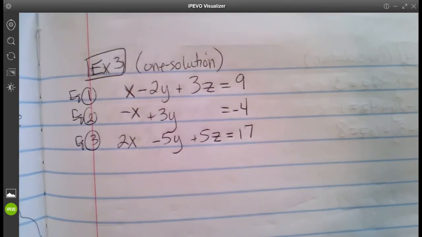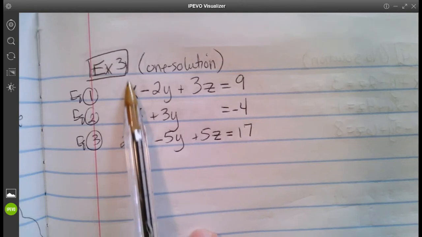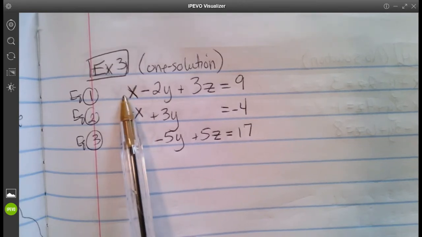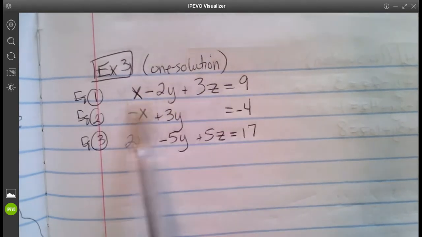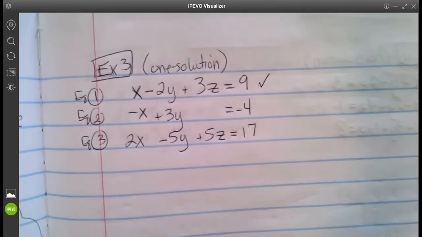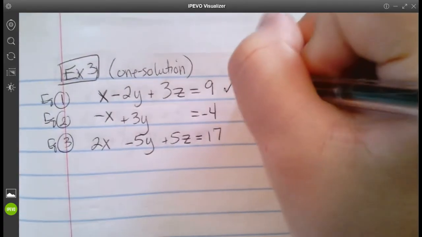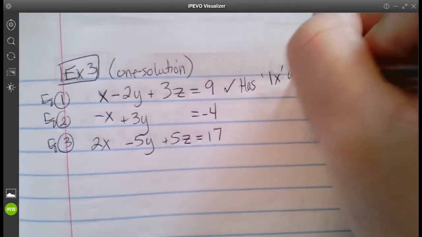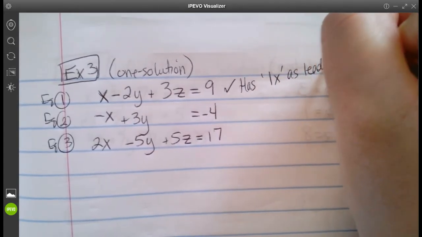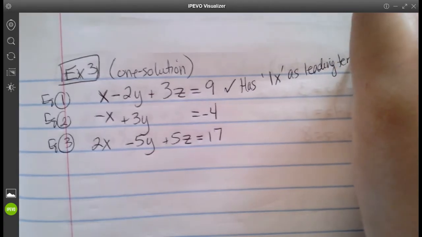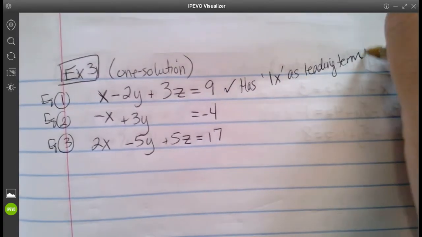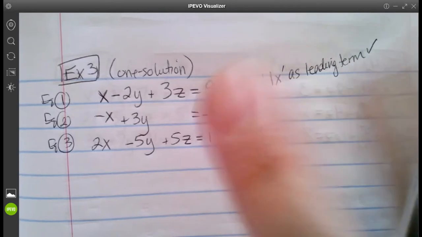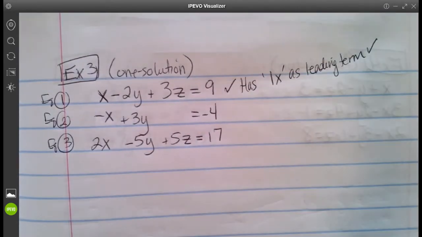Remember that for row echelon form, we want to have our first equation with a leading coefficient of 1 for the x. So it looks like this one does have that. This one has 1x, I guess you can say, as the leading term. So that's why I put a check mark. We can actually leave this. We don't have to do any kind of switching like we did with the other one.